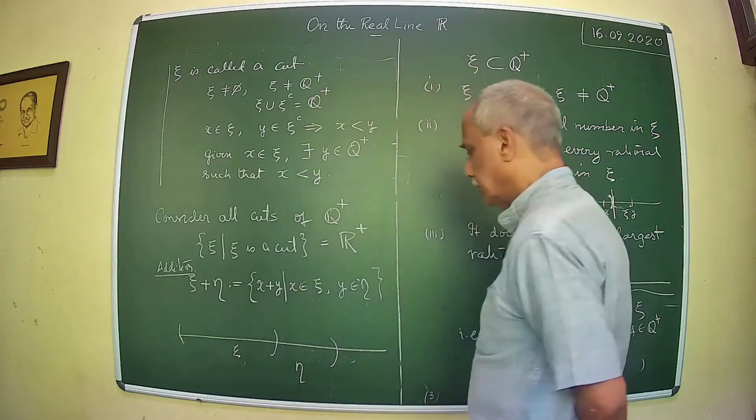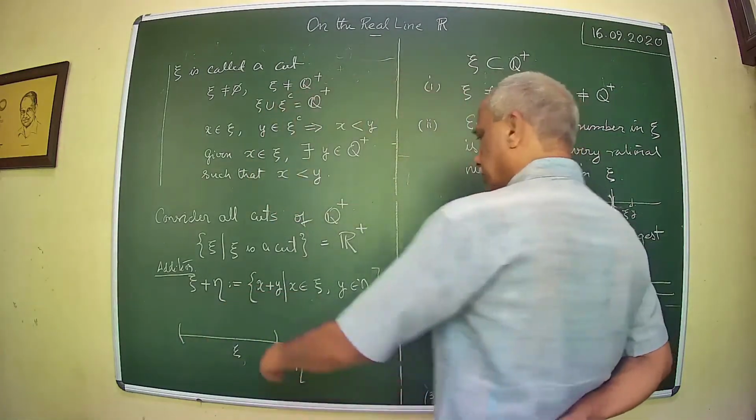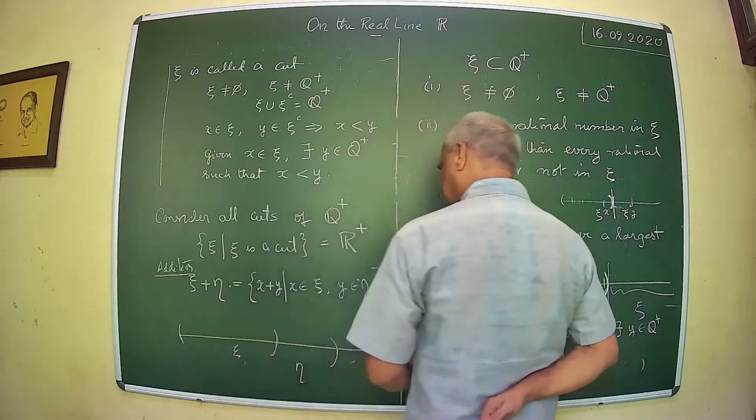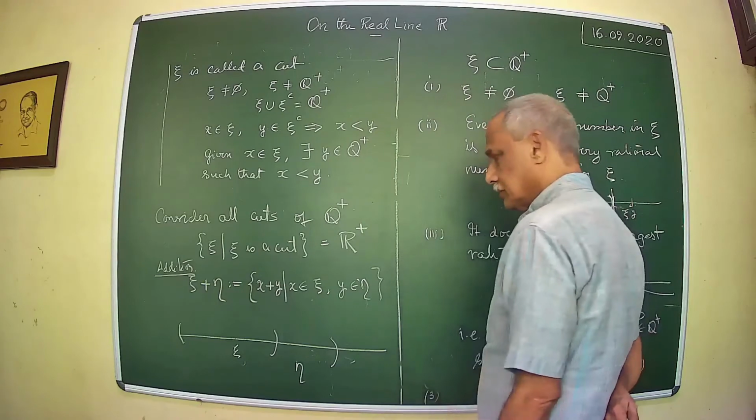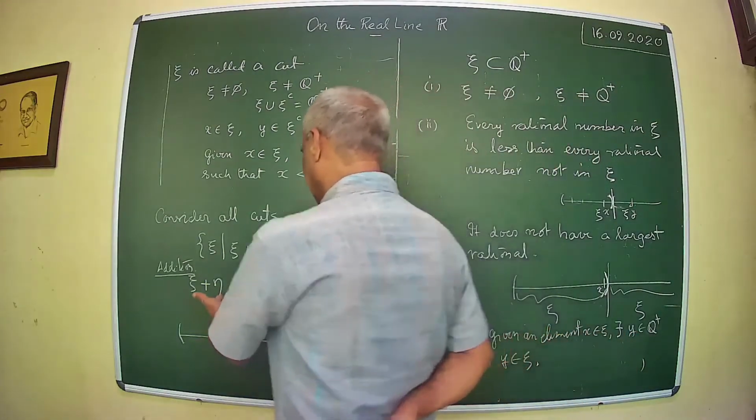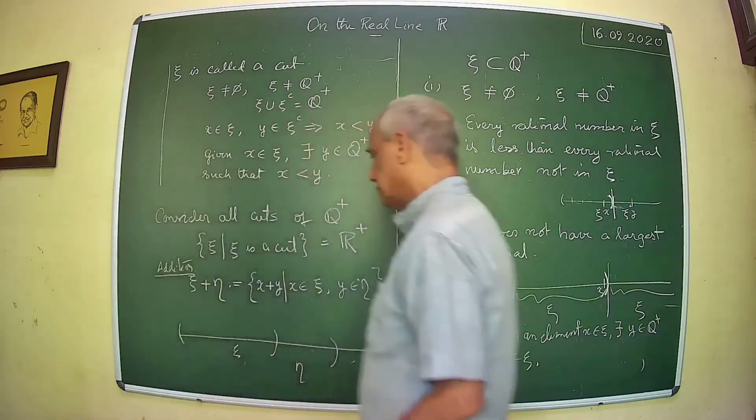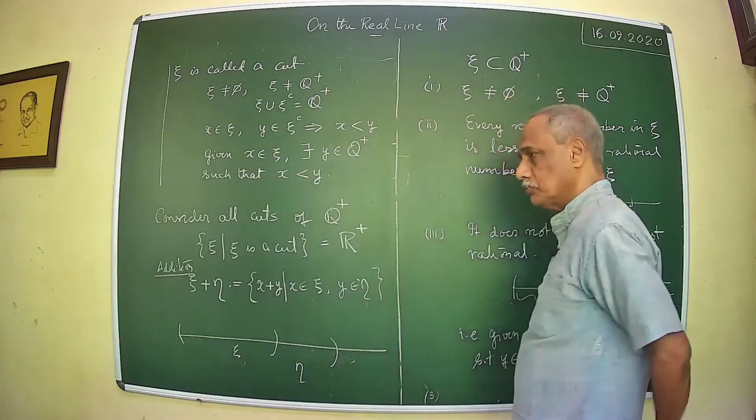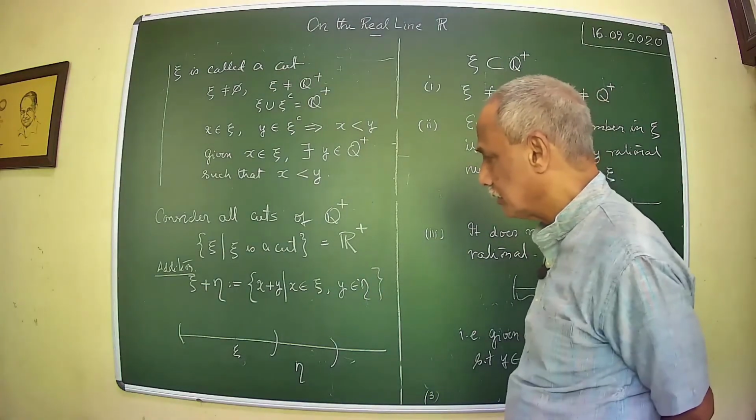Eta is from here to this side. Now what you do is you take an x here, you take a y here, calculate x plus y and then find out what it is. For instance, you take a simple case, you take x equal to 1, y equal to 2.